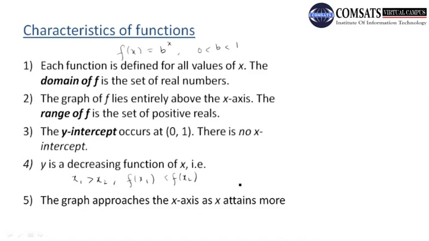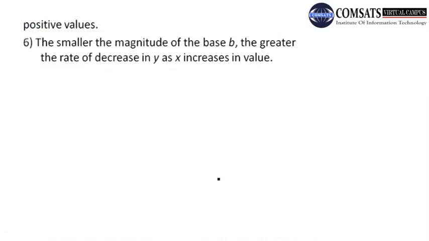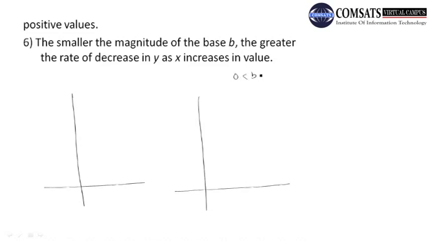The graph approaches the x-axis as x attains more positive values, and the smaller the magnitude of the base b, the greater the rate of decrease in y as x increases in value. So now we summarize both of the graphs, that is, the case when b is between 0 and 1, and the case when b is strictly greater than 1.